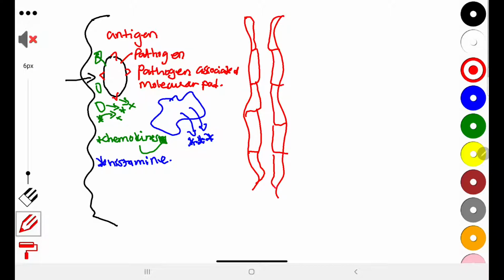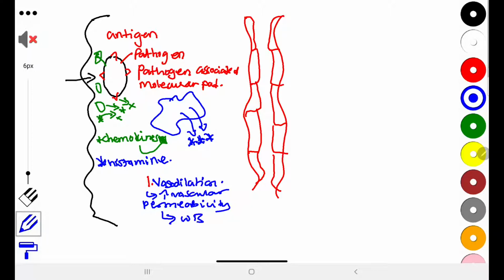Now, one of the things that the histamine does is it leads to vasodilation. All right. So one thing, okay, let's take it back to blue because it's histamine. So we have vasodilation. Because there's vasodilation, we'll see that there is increased vascular permeability. Now, vascular permeability will allow for white blood cells to move through.